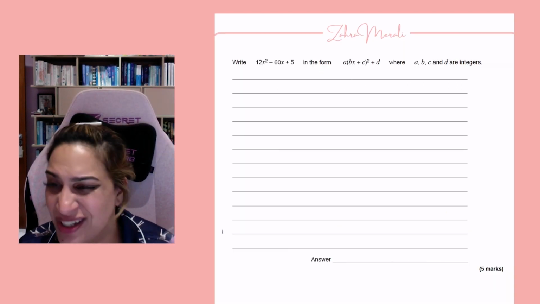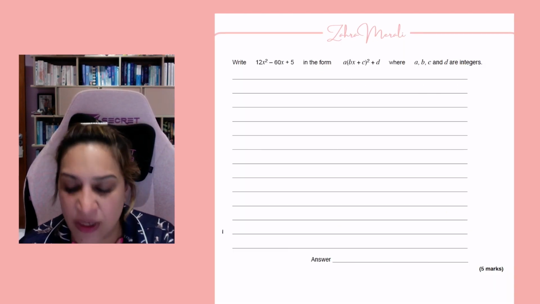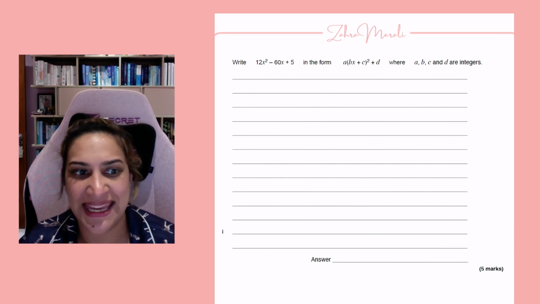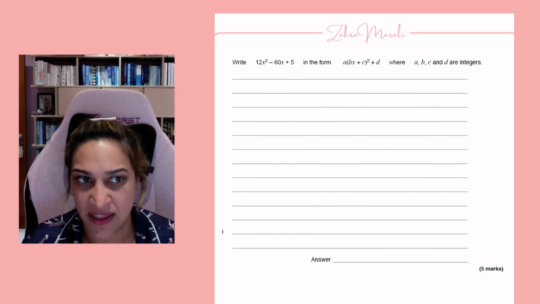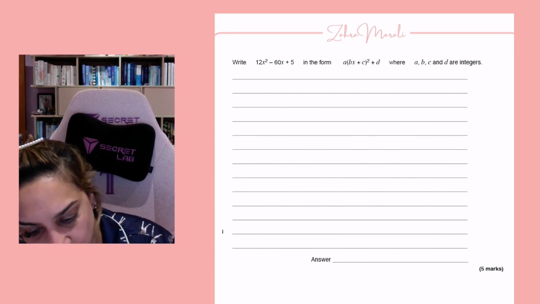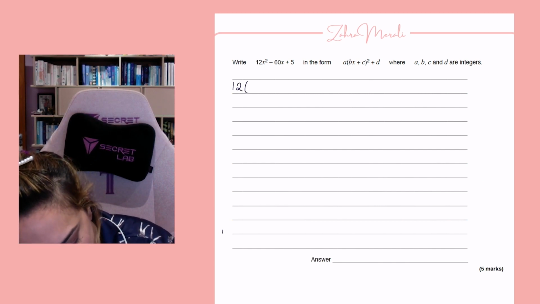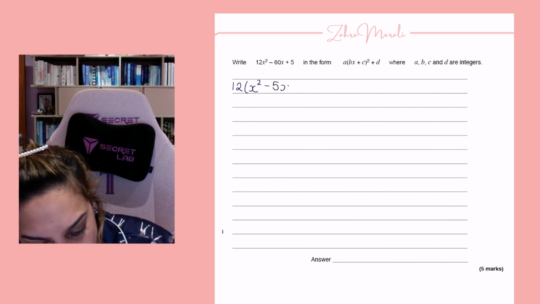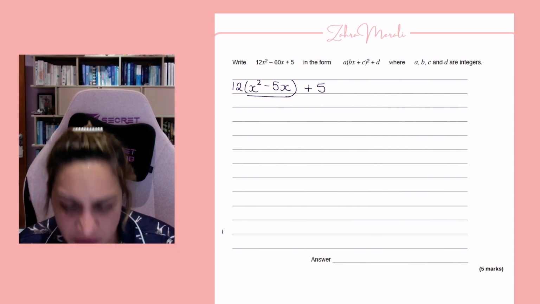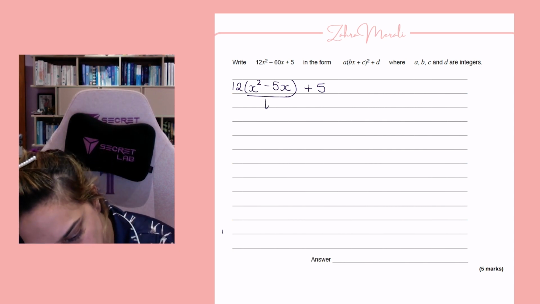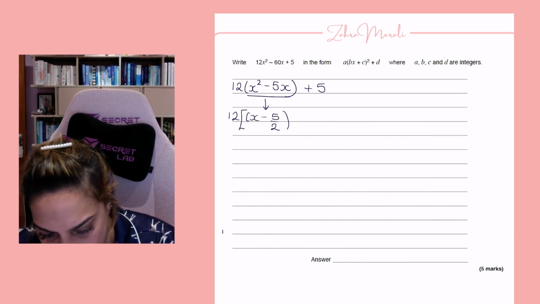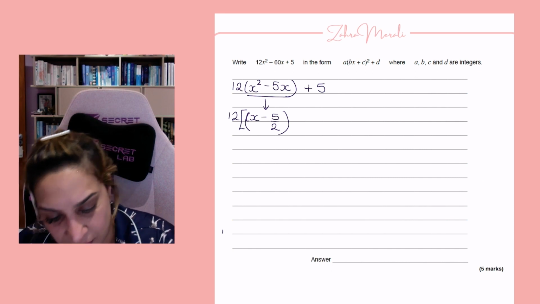Okay, so the next question is a little bit strange. We've got 12x squared minus 60x plus 5. We're going to approach it in exactly the same way that we approach completing the square. So we're going to start off by taking 12 outside of the bracket of the first 2. We're then going to complete the square for this bit in the middle. But if you notice, you're going to get a fraction because you've got to half the minus 5.